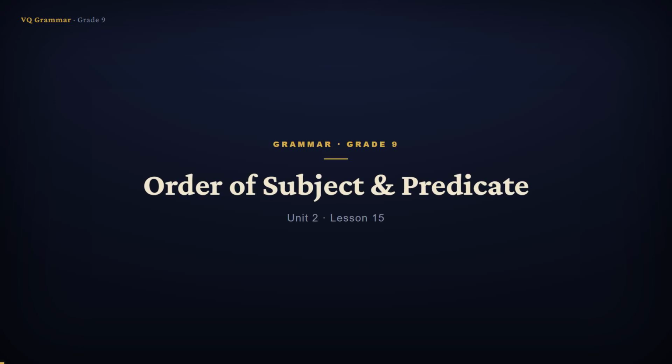This is Unit 2, Lesson 15, and today we're looking at something that seems obvious until a sentence flips it on you: the order of the subject and the predicate. Usually the subject comes first, but not always. Writers reorder sentences for effect. Questions rearrange things, and little words like there and here move the subject around. By the end of this lesson, you'll be able to find the subject no matter where a sentence hides it.